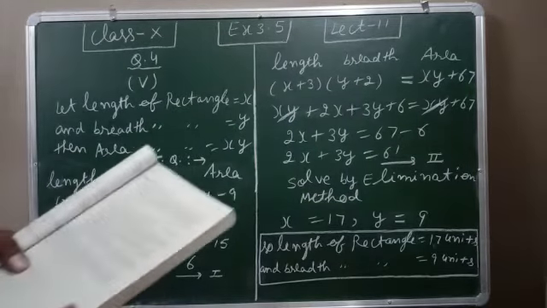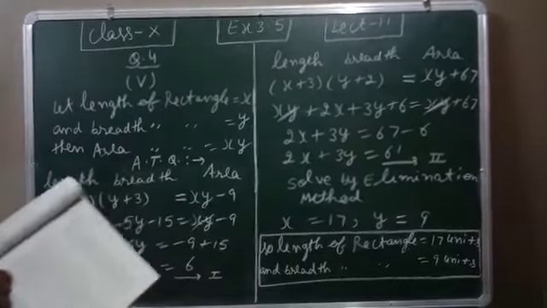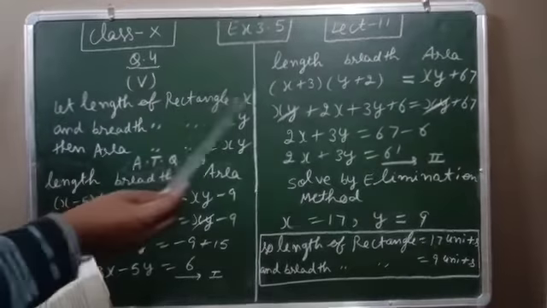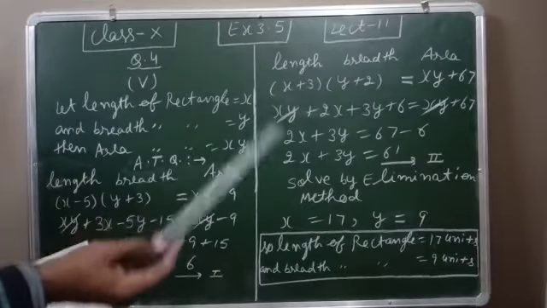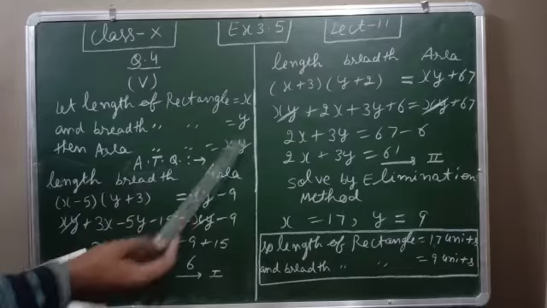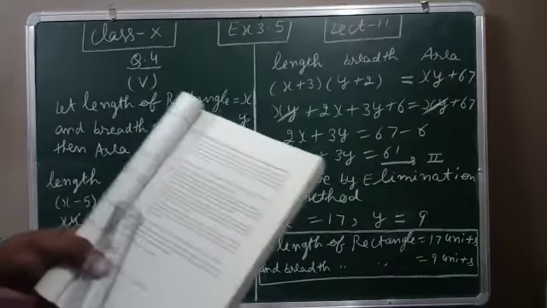Okay, let us read this question. First we will read the last line. Find dimensions of the rectangle. Dimension means find length and breadth of rectangle. So let length of rectangle be x and breadth of rectangle be y. Formula for area of rectangle is length into breadth, means x into y. Then according to the question, now we will read the question from the start.